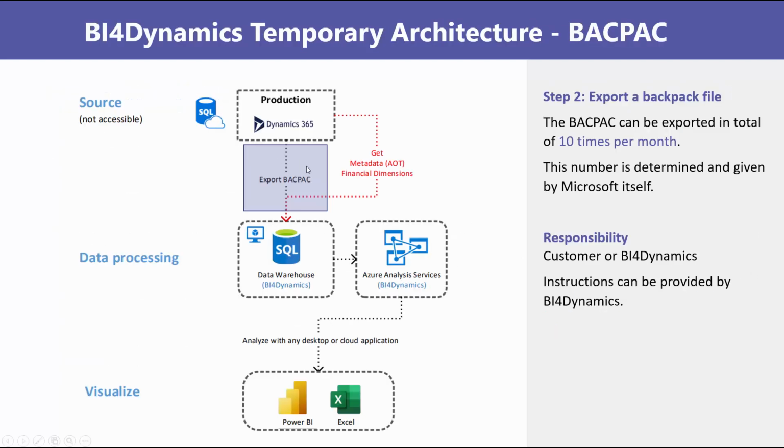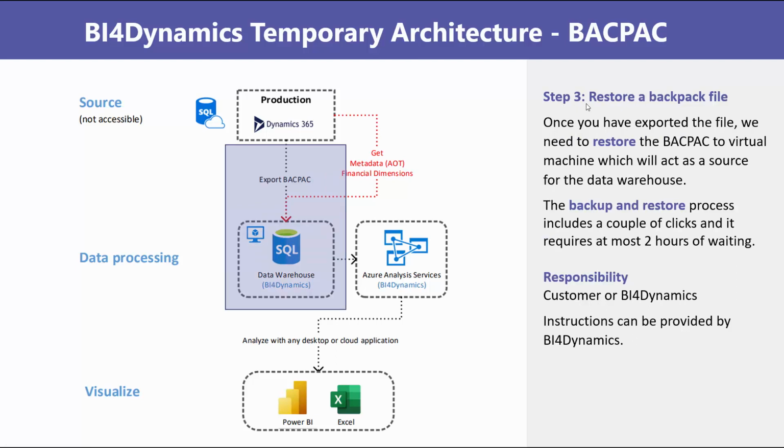Step 2, export a backpack file. The backpack can be exported a total of 10 times per month. This number is determined and given by Microsoft itself. Step 3, restore a backpack file. Once you have exported the file, we need to restore the backpack to the virtual machine, which will act as a source for the data warehouse. The backup and restore process includes a couple of clicks and requires at most 2 hours of waiting.